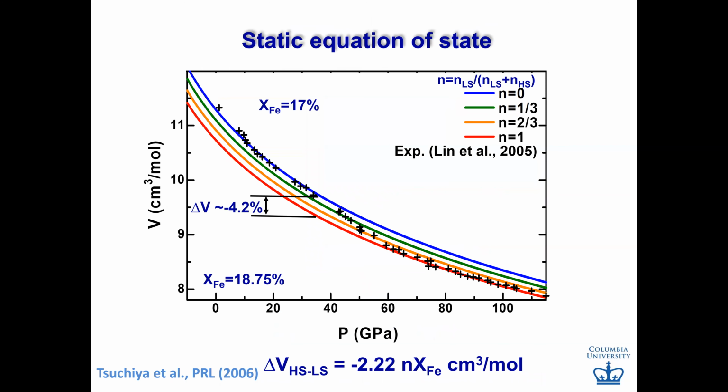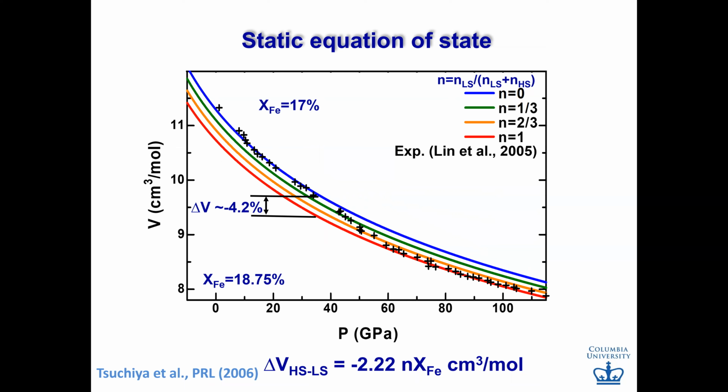So this is the static compression curve of high spin iron in blue and low spin iron in red, and this is the experimental data on 17% iron. The calculation had 18% iron, approximately 19. So what you can see here is the experimental data going from the high spin state to the low spin state in a broad pressure range from 45 to 65, or 60 GPa essentially. This is a crossover. It's not a sharp transition.